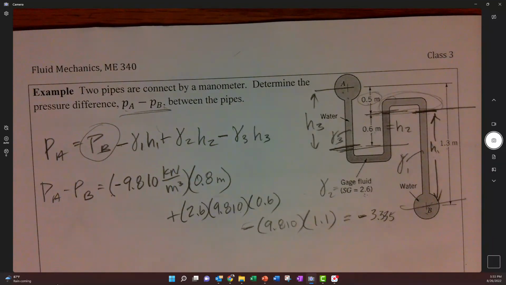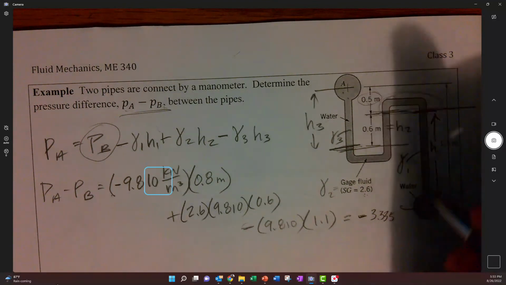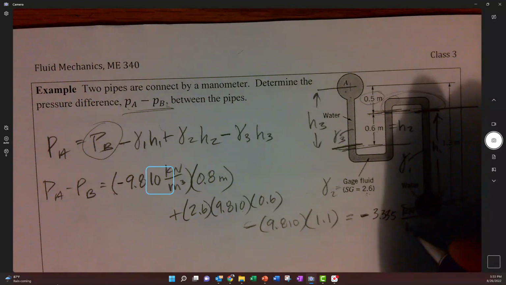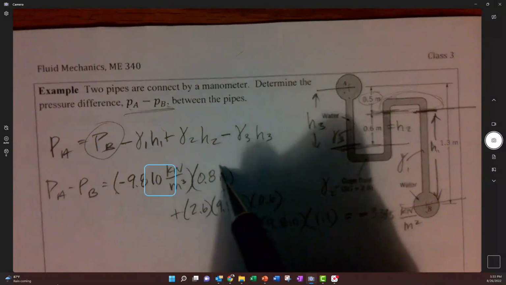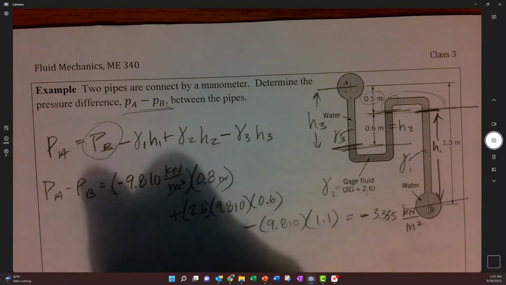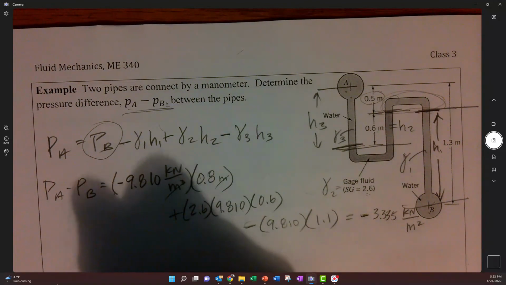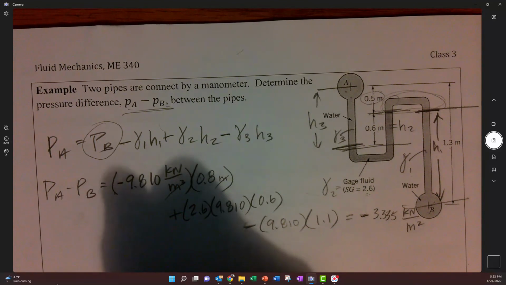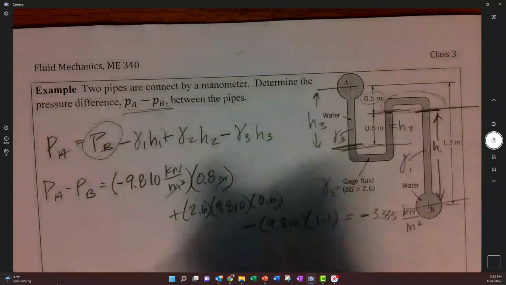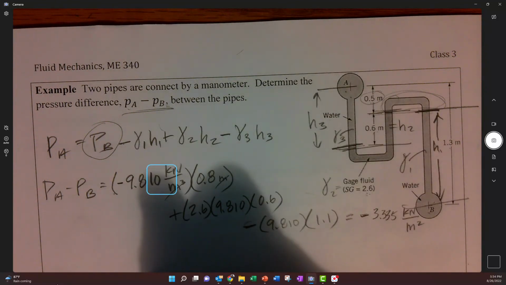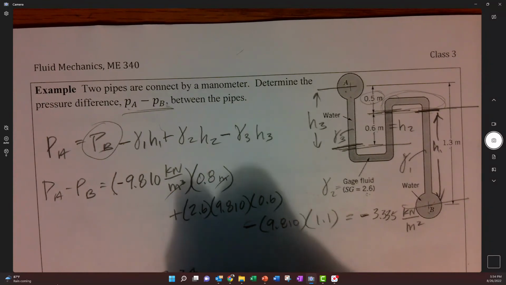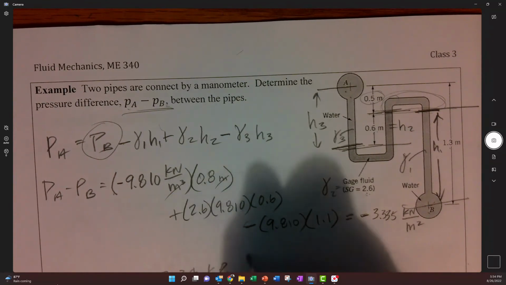That should give us a pressure in kilonewtons per meter squared, right? Because it's kilonewtons per cubic meter times meters, and so that's the answer right there. So delta P AB, and I'm saying that it's A with respect to B. Maybe I could call it that. I'm not sure. It's going to be a negative 3.34 kPa differential.